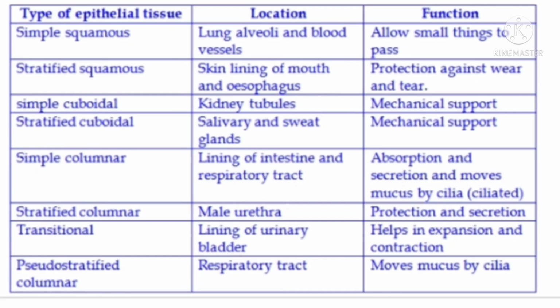Next is stratified columnar. Location is male urethra and function is protection and secretion. Next is transitional epithelium. The location is lining of urinary bladder. The function is help in expansion and contraction. Next is pseudo stratified columnar epithelium. The location is respiratory tract, and function is move mucus by cilia. It's all about epithelial tissue.